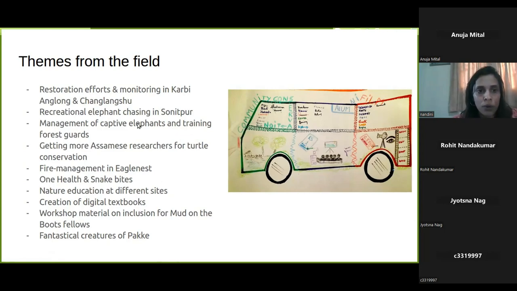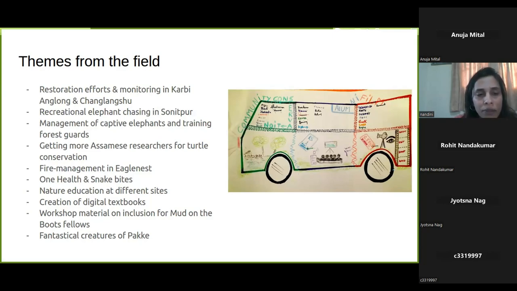I'll just go through this one by one. These are also things that we can discuss between us to figure out what more themes we can put forth, and find ways where we can work together and involve others to help out. So for instance, in Karbi Anglong and in Changlang and Shu in Nagaland, there are some restoration efforts going on. But unfortunately, the fellows there feel that they need a level of hand-holding to understand how they monitor mortality and how they monitor some of their success. So they need a level of mentorship and hand-holding in that.